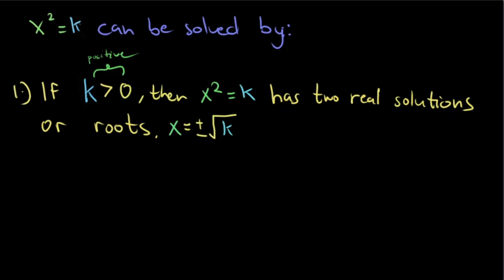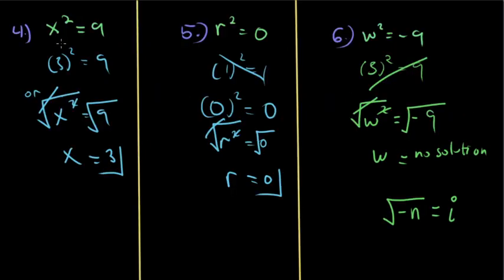Balikan natin yung example 4 kanina. Sa example 4, ang k natin ay positive. At ang sabi sa property na nabasa natin, kapag positive daw ang k, yung solution mo, dalawa. You have two real solutions. Isang positive, isang negative. Paano nangyari yun? Mahalaga na tandaan na hindi lang si 3 ang number na kapag minultiply ko sa sarili niya, magiging 9.